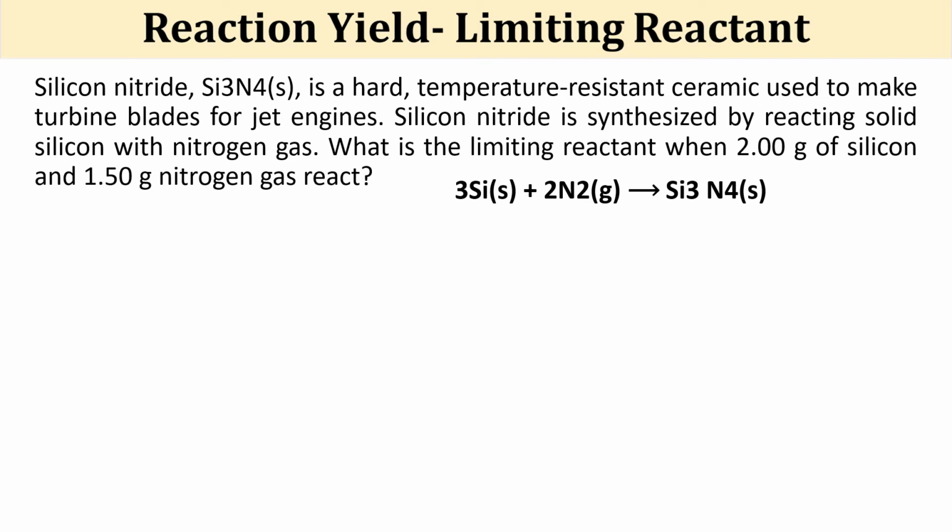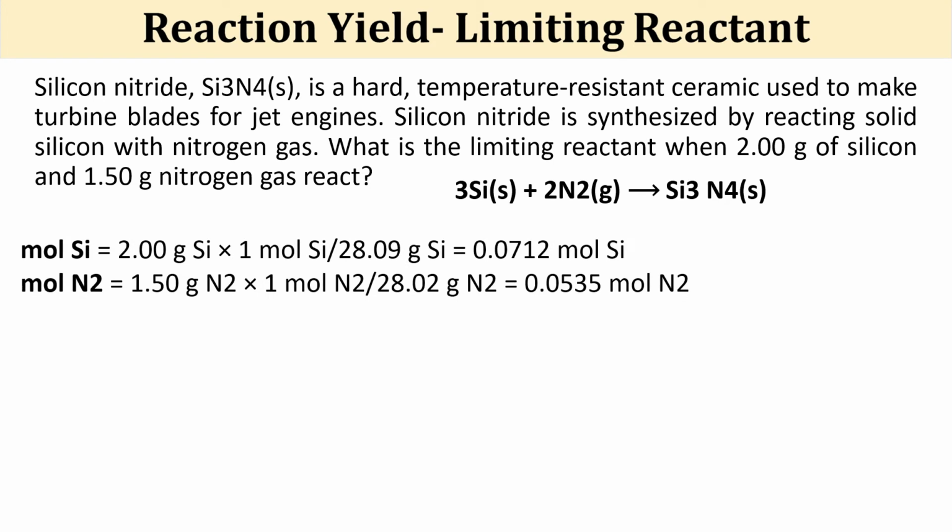In order to find the limiting reactant, we must first compute the provided molar amount of reactant and then compare the amounts to the balanced equation to identify the limiting reactant. So we know that 2 grams of silicon is given and 1.50 grams of N2 is reacting.